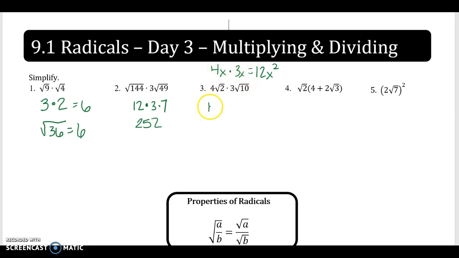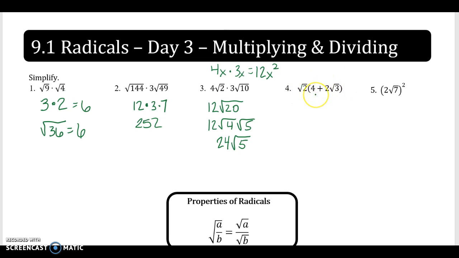We're going to do 4 times 3 is 12. And then the square root of 2 times the square root of 10 is the square root of 20. And then that does have a perfect square factor. So we will factor that down into the square root of 4 times the square root of 5. Of course, the square root of 4 is 2. 2 times 12 is 24. So this one is 24 times the square root of 5.